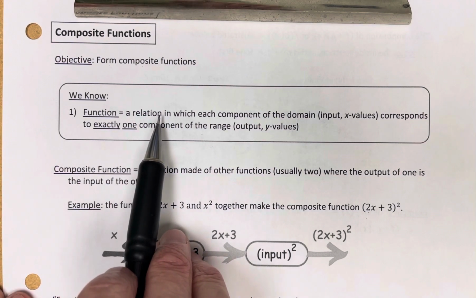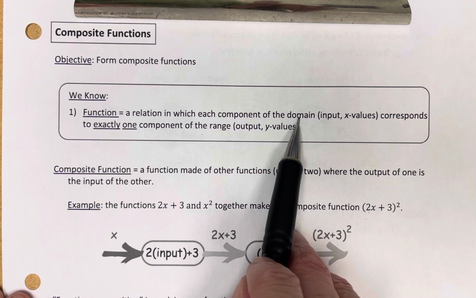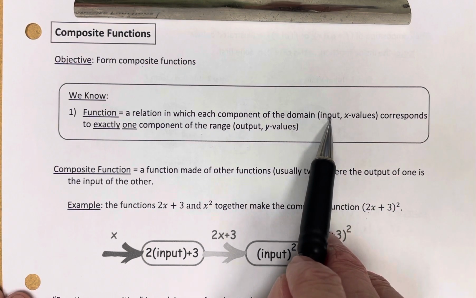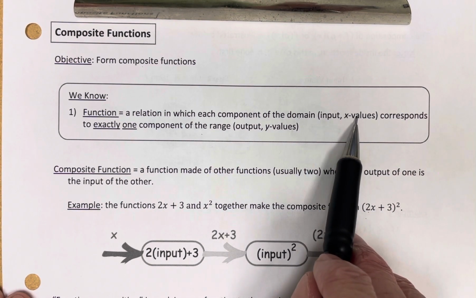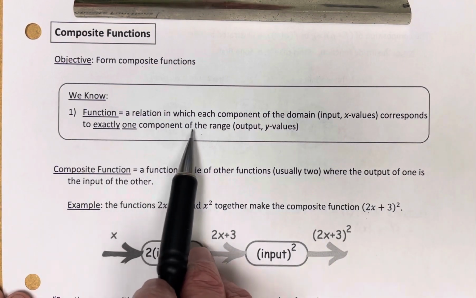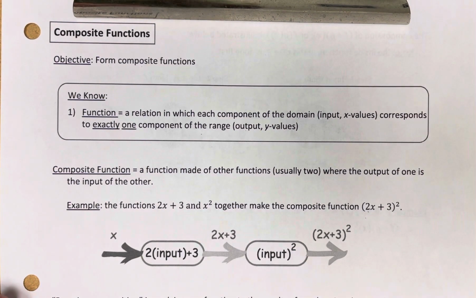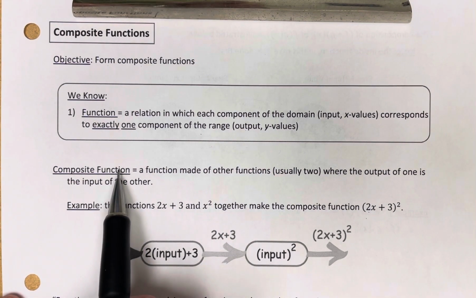A function is a relation in which each component of the domain, the set of all input values or x values, corresponds to exactly one component of the range, the set of all output values or y values. So now let's define that composite function term.